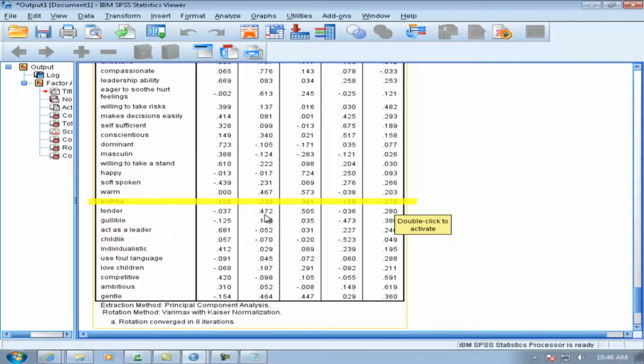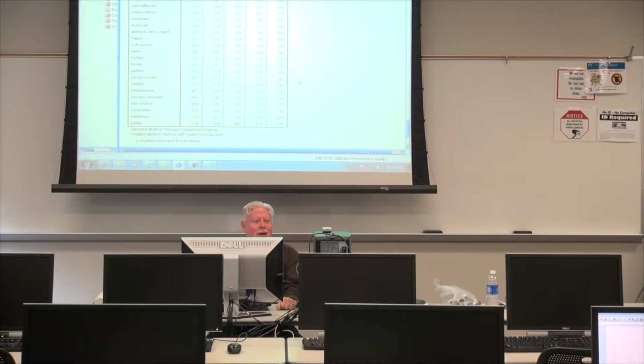Tender. Again, do you see it loads on factors what? 2 and 3. We need to cross it out. Now, gullible, it loads really on 4, right? But it's a little bit on 5 too. Oh boy. What are your thoughts? Is it too close to 4? Is that one too close to 4? Yeah, I'm thinking, yeah, it's pushing.